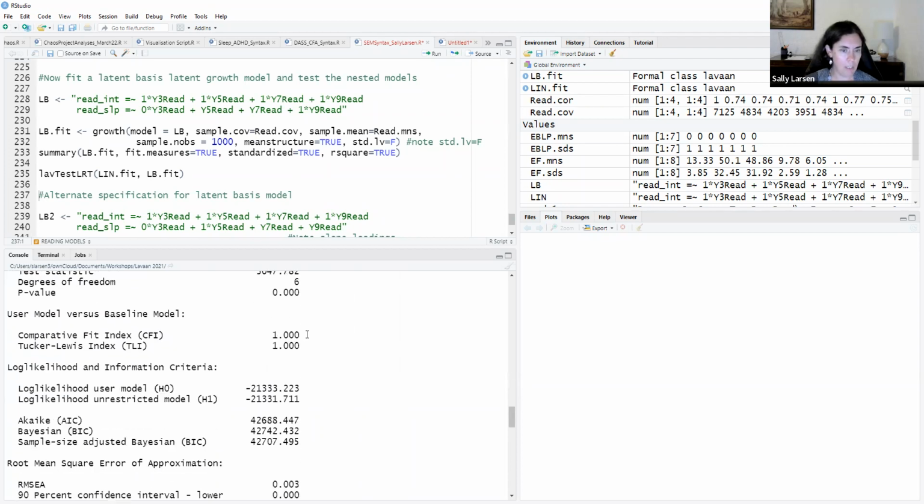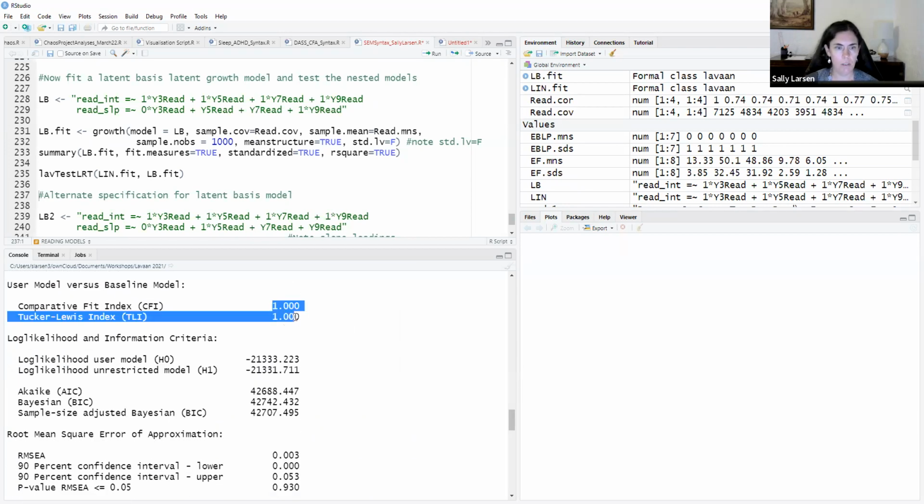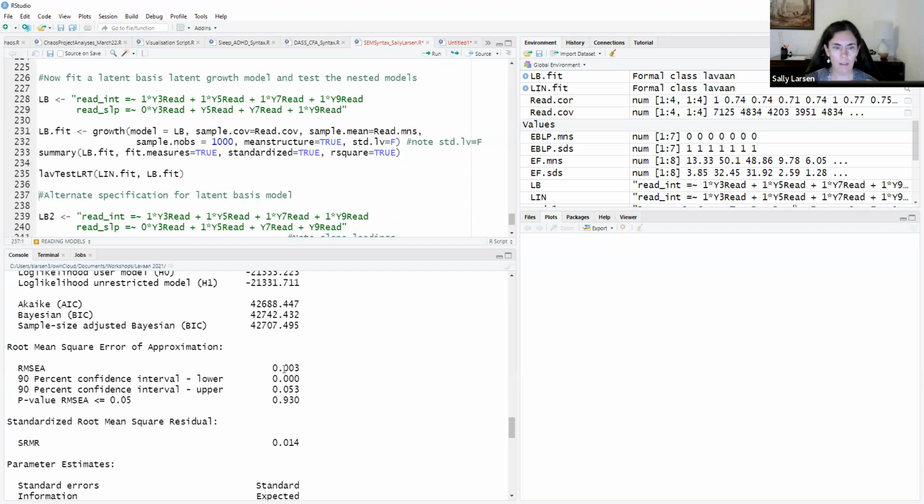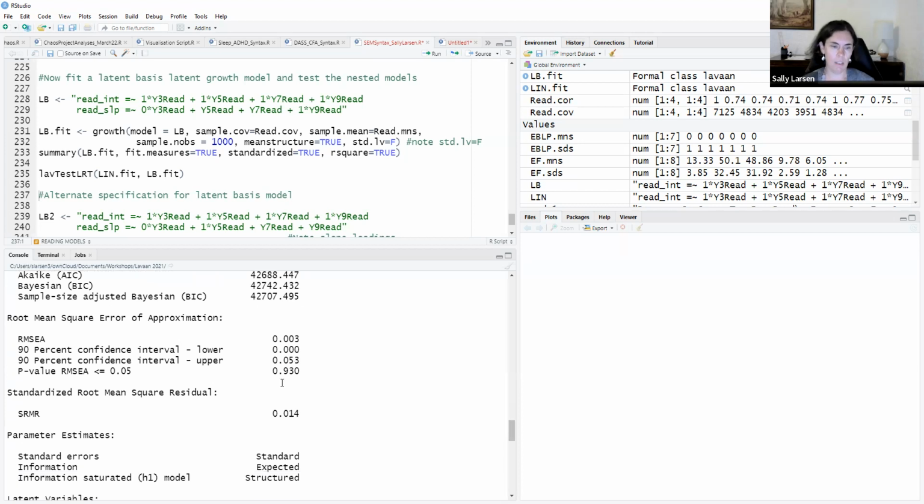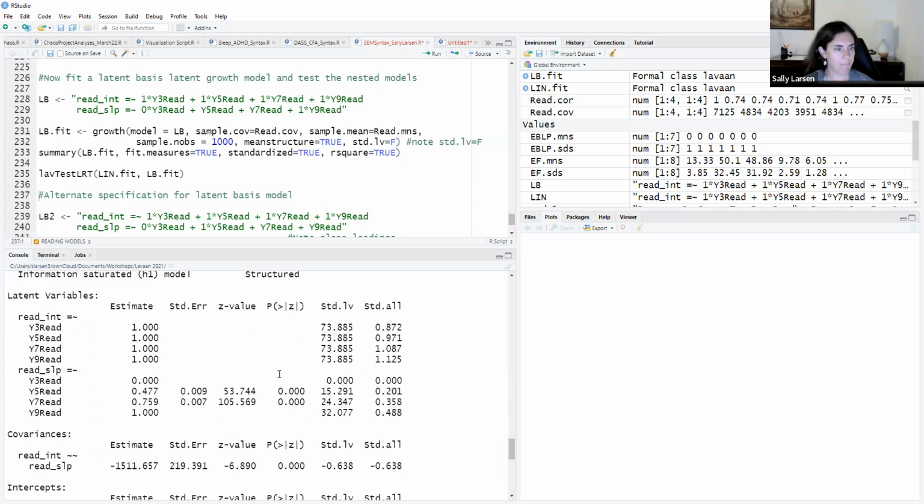So I'm looking at this and I'm happy with this model. The CFI and TLI are both 1. The RMSEA is really good. So we can report this and say this model is a good fit to these data. And so we've discovered something about the functional form of growth on average amongst these students over time.